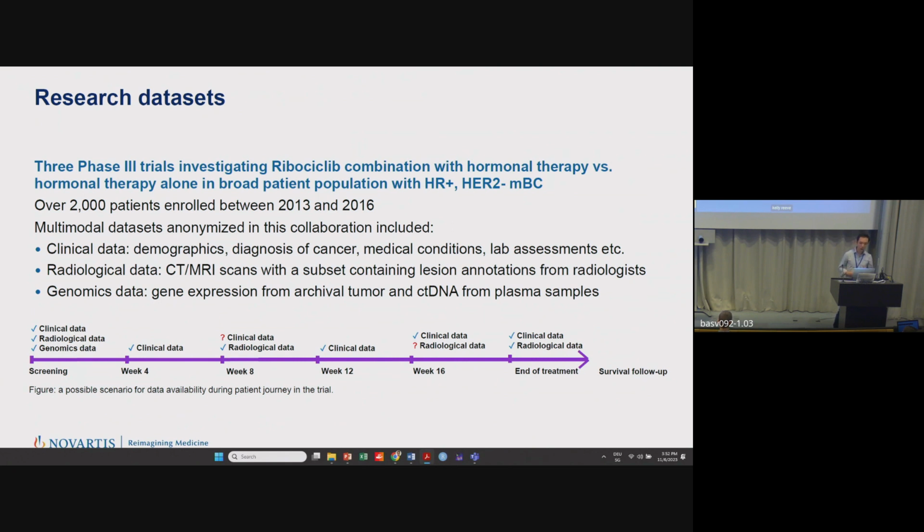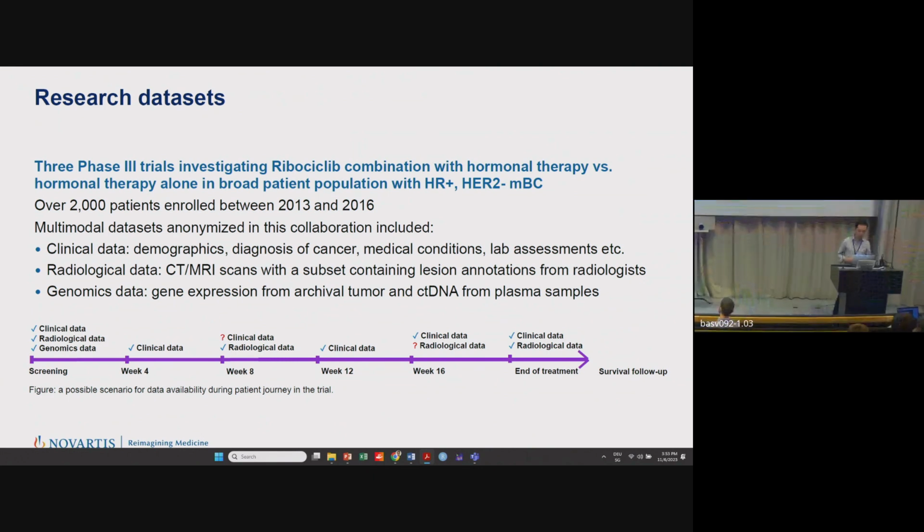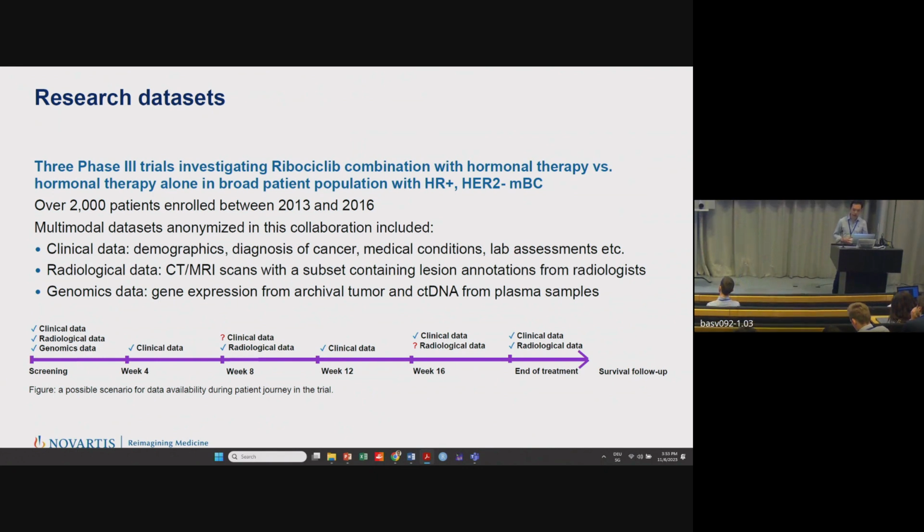And also we have multimodal data sets. They were anonymized, starting from the clinical data, which include baseline measurements such as demographics, diagnosis of cancer, medical conditions, and then we also have more longitudinal data, which includes lab assessments, sequence of adverse events, and so on. And then what's more interesting is that we also have radiology data collected. Those are typically CT, MRI scans from the patients of the tumor location, but also surrounding it, with a subset of the patients having images annotated by radiologists, so contours on the lesion, which I'll go into more detail about.